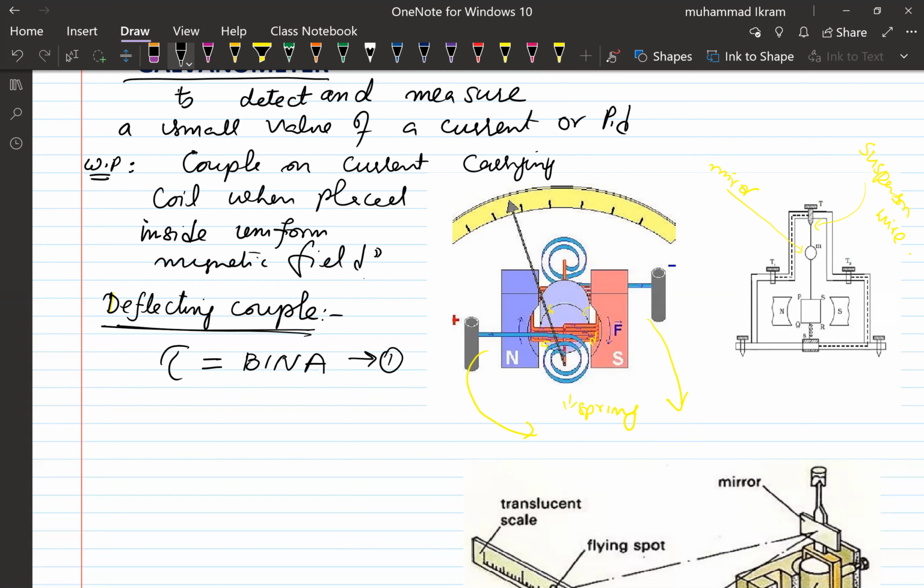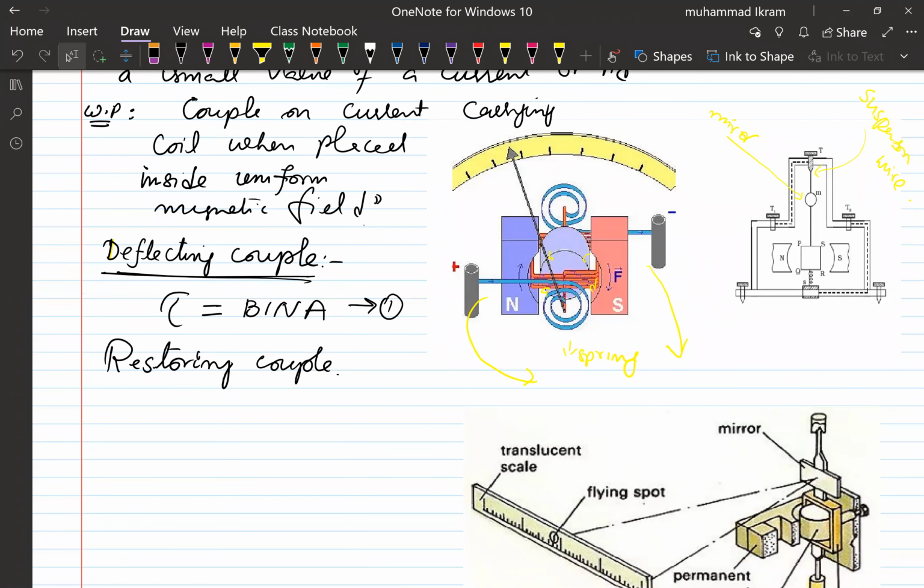The second couple is called the restoring couple or the torsional couple. The restoring couple and the deflecting couple are acting in opposite directions to each other. One is clockwise and the other is anti-clockwise, so they oppose each other, clear. And once the deflecting couple becomes equal to the restoring couple, then the pointer will stay at a particular point and indicate a certain reading, which is when the galvanometer is scaled.